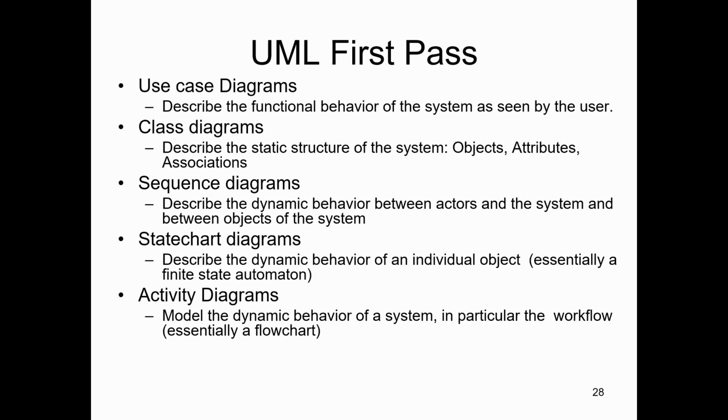If you want to give a closer look at the detail of one individual object, then the state chart diagram is the candidate. You can use that one to describe the different states involved in an object. Activity diagrams model the dynamic behavior of a system, in particular the workflow.